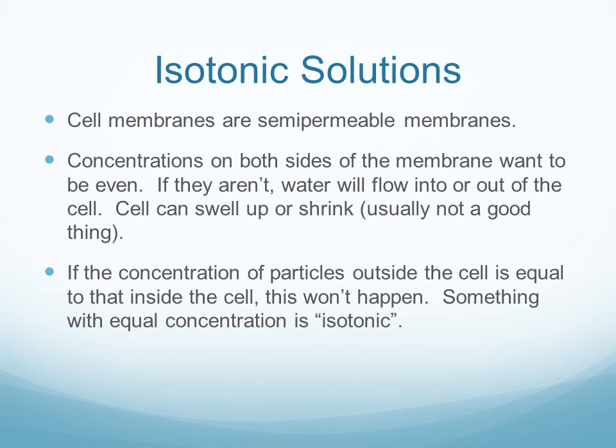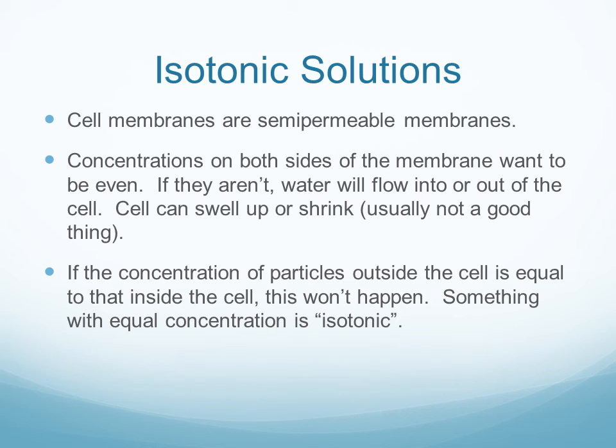Most of the time when we talk about osmosis, we're talking about cells, not membranes inside of beakers. And cell membranes are also semi-permeable membranes. They will let water and small particles through, but not all large particles. And so if you have concentrations that are different on different sides of the cell membrane, they will try to even itself out. If they're not, water can flow into or out of the cell, just like it did with the permeable membrane in the beaker. And this can cause the cell to swell up or to shrink, which is usually not what you want.